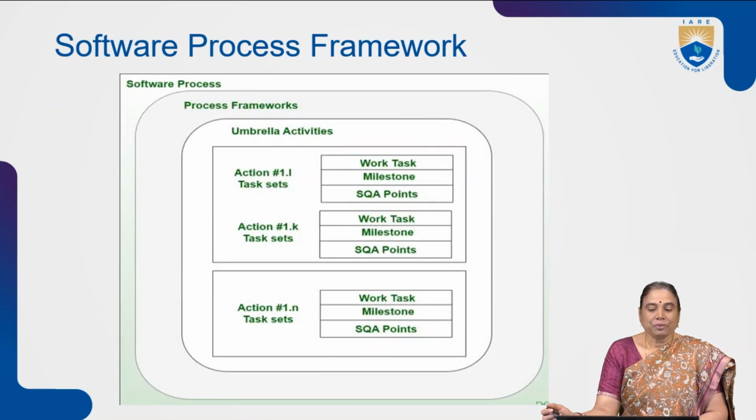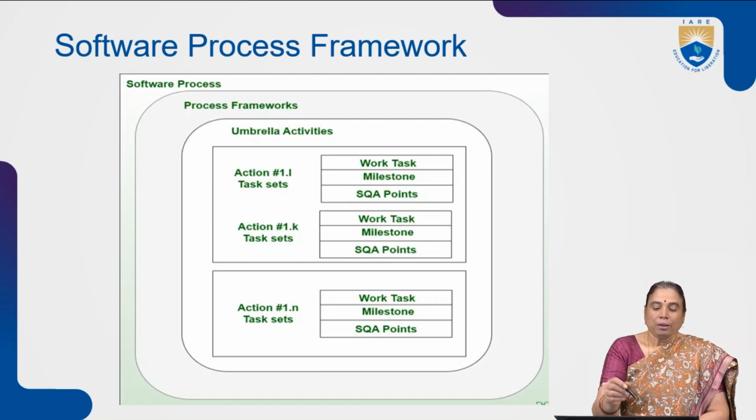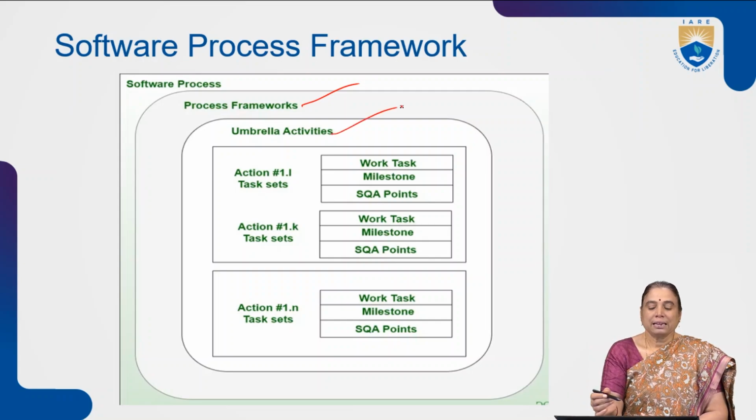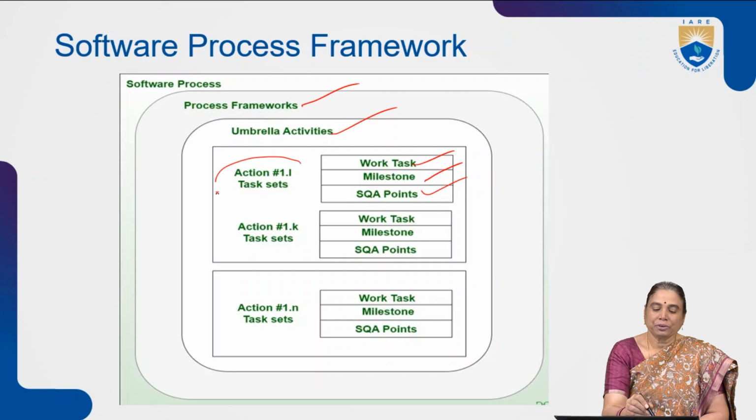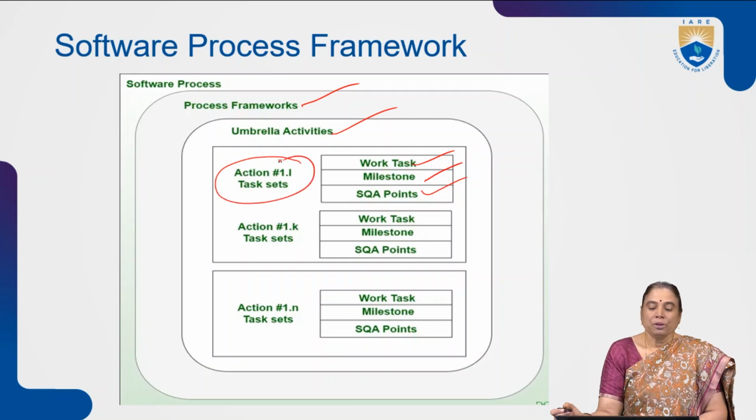The general structure of the software process framework is: major framework activities, within that umbrella activities which are nested with the work task, milestone and SQA points of each action, which are the task set. So it is a collection of task sets, and each task set comprises work tasks, milestones as well as SQA points.